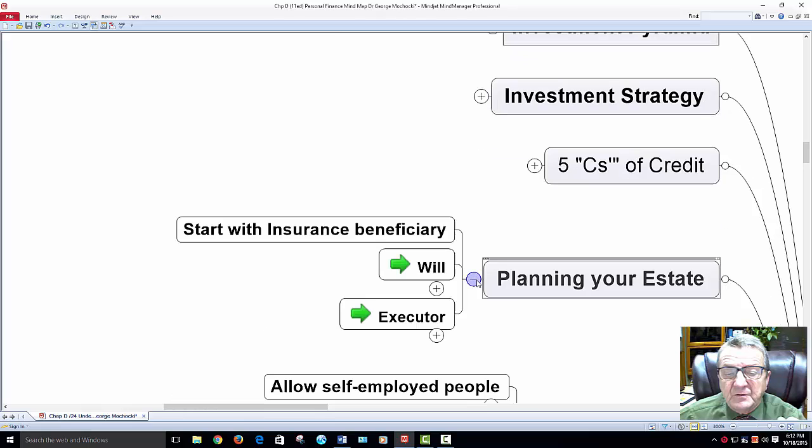Okay? Now, planning for your estate, start with the insurance beneficiary. Remember, you don't have to put that in the will or have an executor. Whoever the beneficiary is, when you pass away, let them know you got the insurance, and then they'll pay the beneficiary. No one else can touch it. That's who you designated as beneficiary.